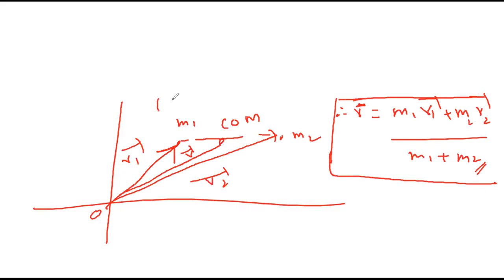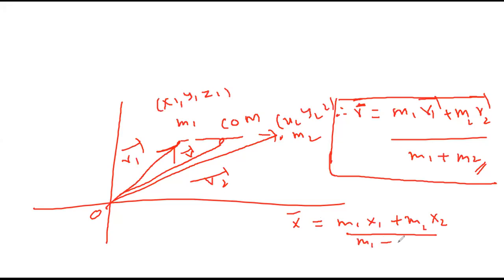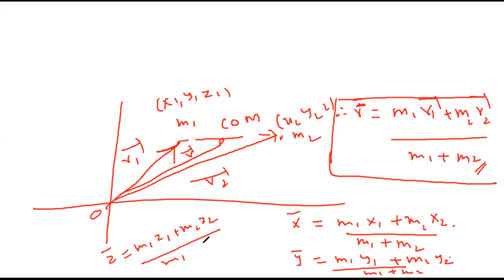Since it is a position vector, it will have coordinates. Suppose x1 y1 z1 and x2 y2 z2. So we wrote x bar equals m1 x1 plus m2 x2 upon m1 plus m2, and y bar equals m1 y1 plus m2 y2 upon m1 plus m2, and z bar will be m1 z1 plus m2 z2 upon m1 plus m2. This much we had written as the formula, if you remember.